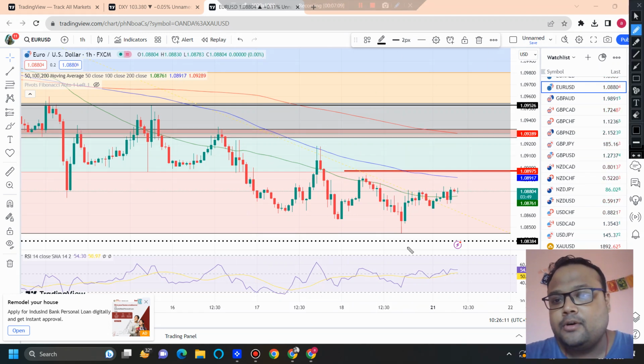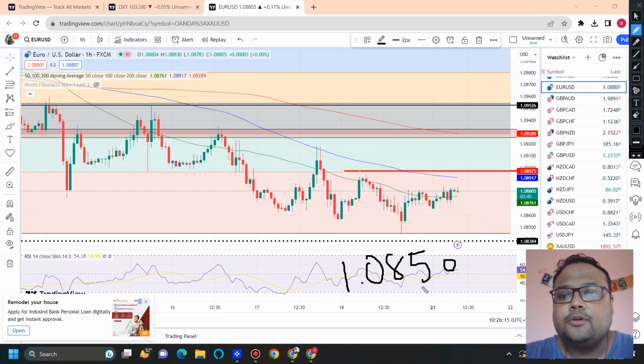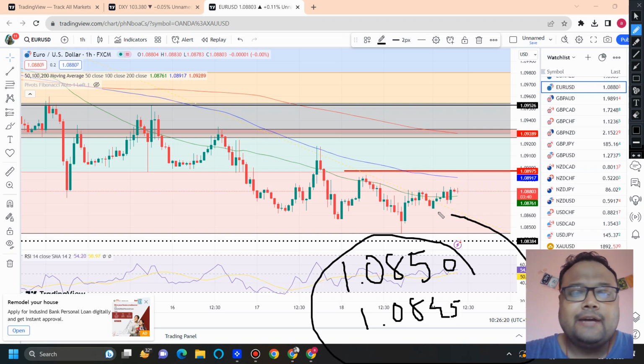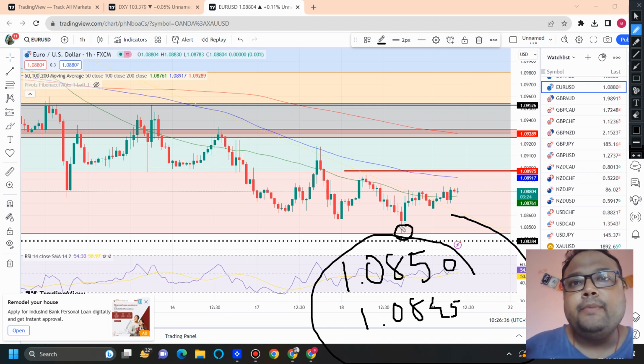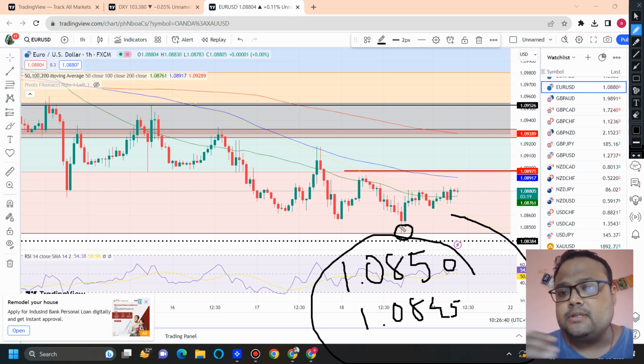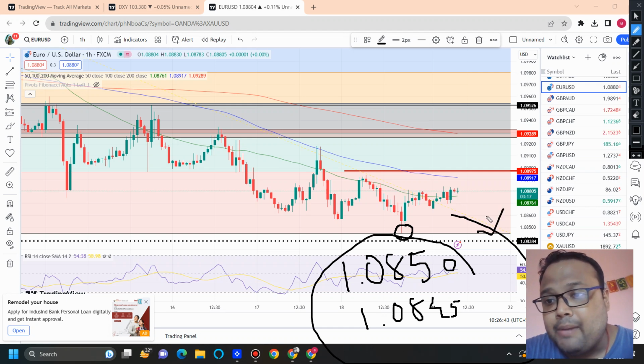So if you're a hardcore day trader like me, if you're a scalper, then you can also look for a buy position around 1.0850 to 1.0845. Usually in this type of market, taking a buy is a little bit risky, but due to strong price rejection around this area, if the volatility of the market remains like this, listen to me carefully, if the volatility of the market remains like this, it means the market does not have enough volume. If there is not enough volume in the market, the market usually does not go for breakouts or breakdowns. So here you can expect a bounce.